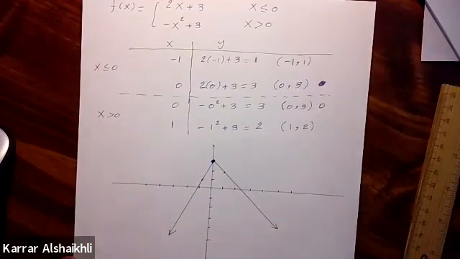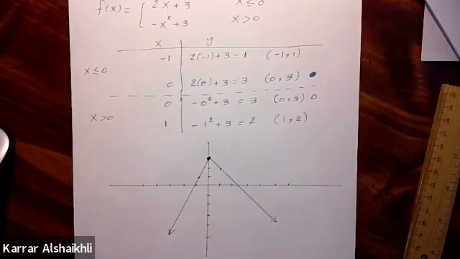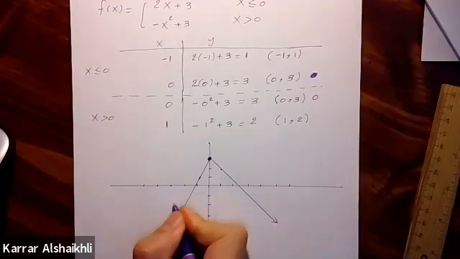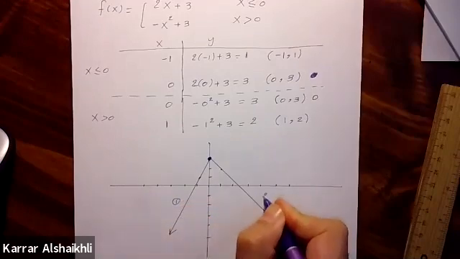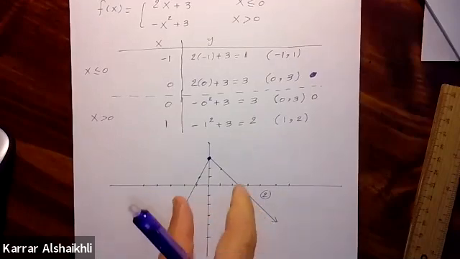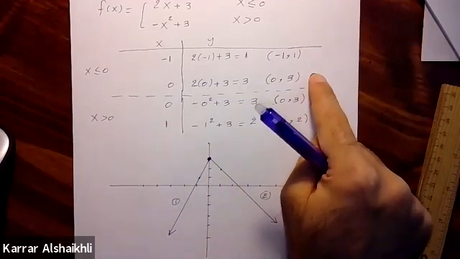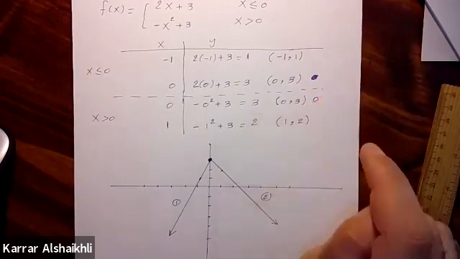You see the difference between this example and the previous one, there is no space between the two pieces. This is the first piece and this is the second piece, but these two pieces are connected at this point, which is at the same time a closed circle and at the same time an open circle.